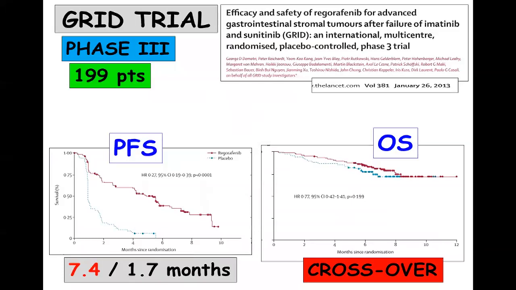The approval is based on a phase 3 trial on 199 patients, the GRID trial, which compared regorafenib or placebo after failure of imatinib and sunitinib, published in Lancet in 2013. In terms of PFS, the p-value was less than 0.0001 in favor of regorafenib, 7.4 versus 1.7 months, but there was no difference in terms of overall survival, probably because of the crossover.